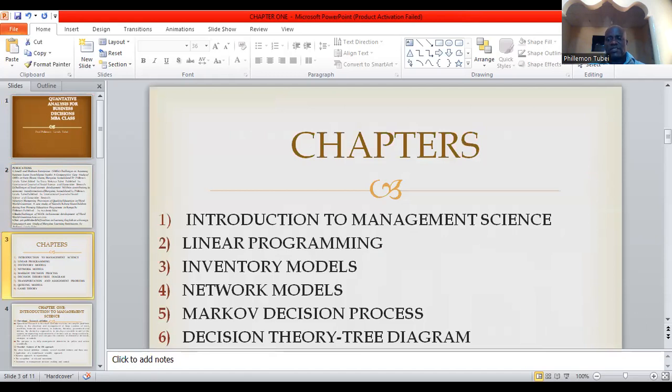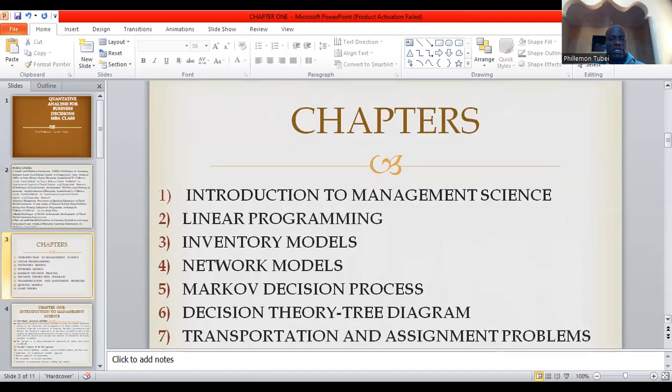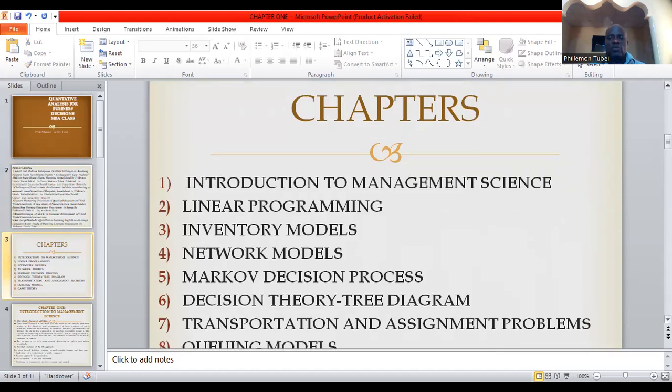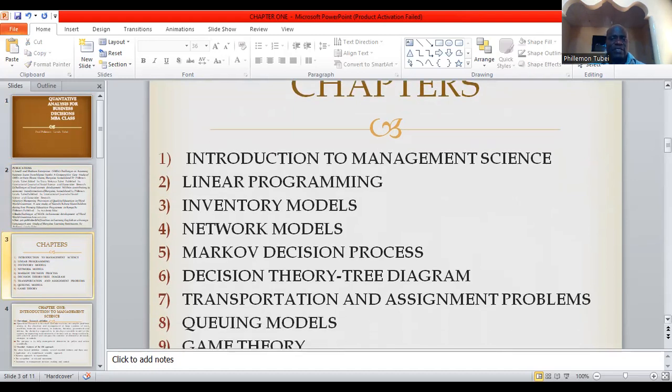This course is going to have 9 topics or chapters. The first one, we shall look at Introduction to Management Science, where we shall be looking at operations research. Then topic 2, we are going to look at linear programming.